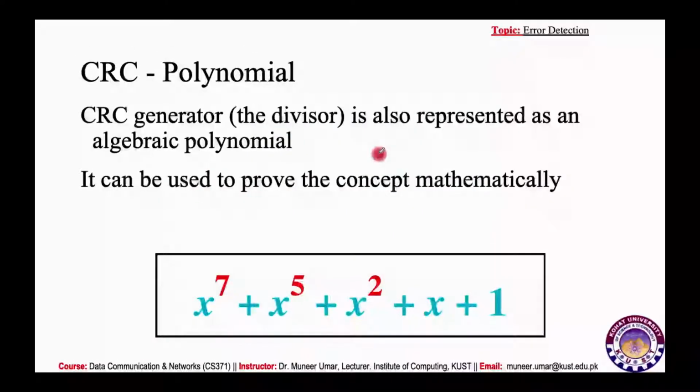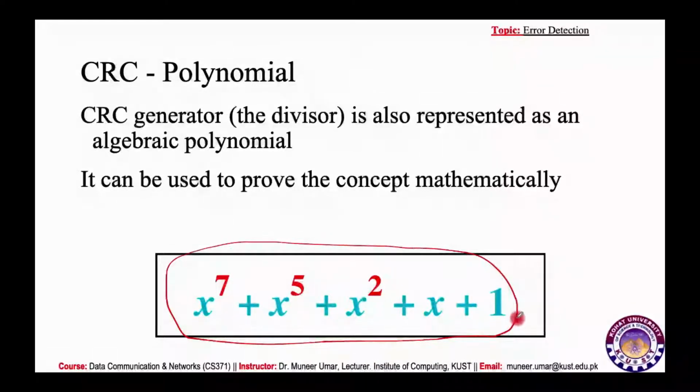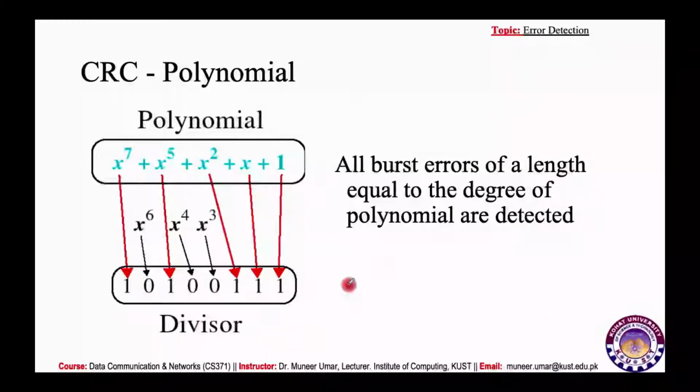CRC polynomial: the CRC generator, the divisor, is also represented as an algebraic polynomial. It can be used to prove the concept mathematically. So here we can use such type of polynomial notations to represent the CRC generator or the divisor. Here, let's say we have a polynomial, this one.